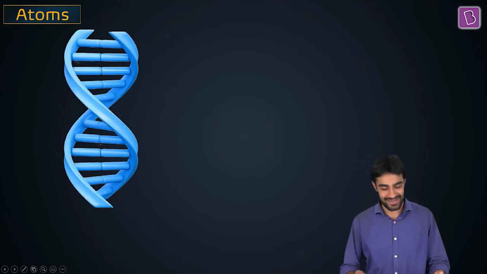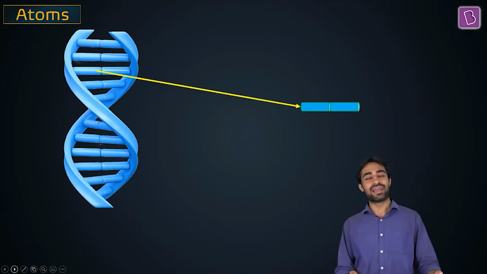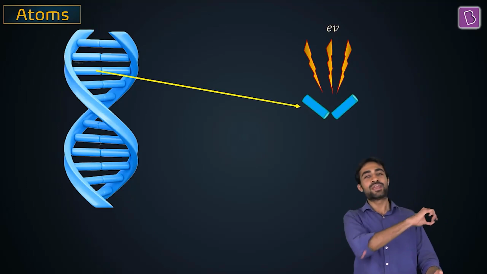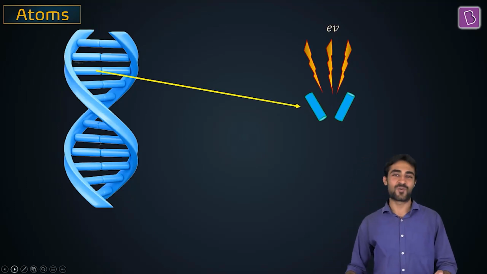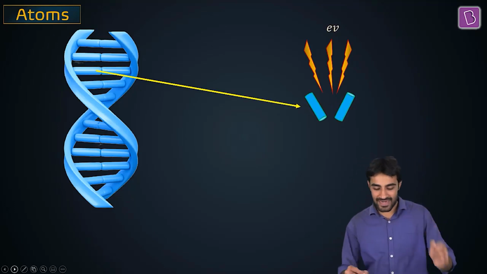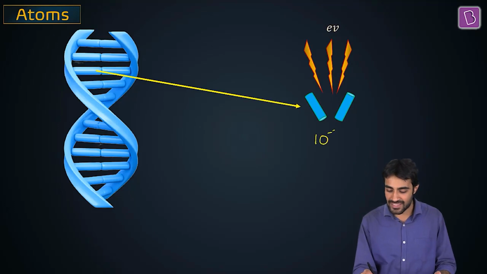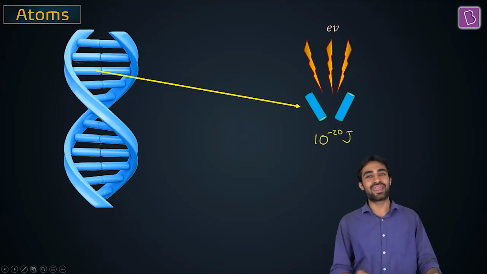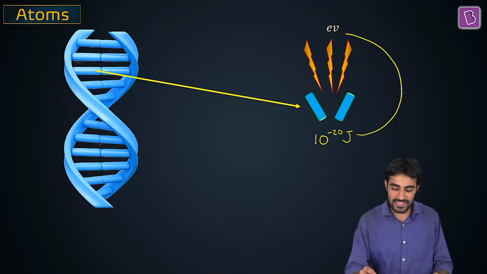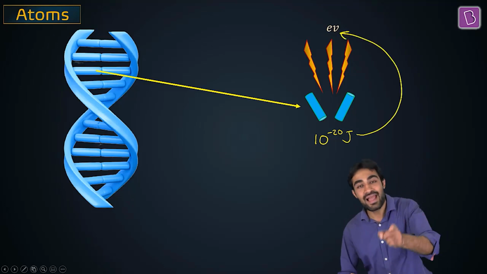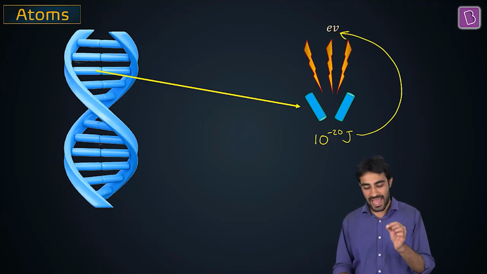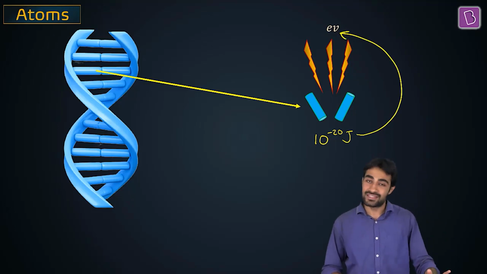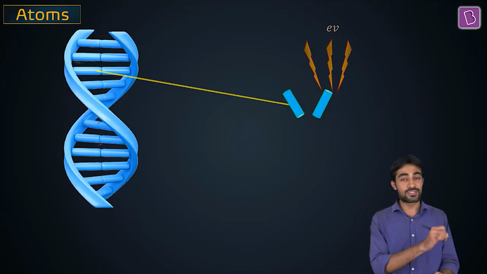We have a DNA. Let's take a bond out of the DNA and let's break it. We break the bond. Wow. We required some energy. It was 10 raised to power minus 20 joules. Okay. What is the value of this energy when it is converted into electron volt? So what is this energy in electron volt? This is the question. How do we solve this question?